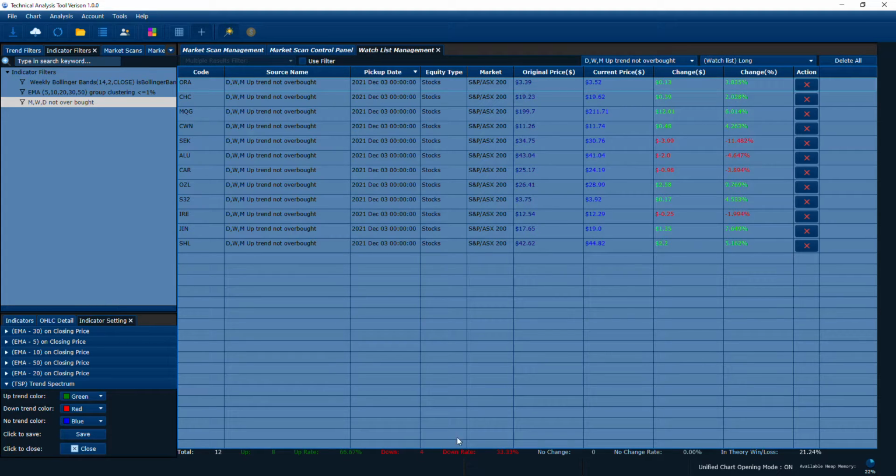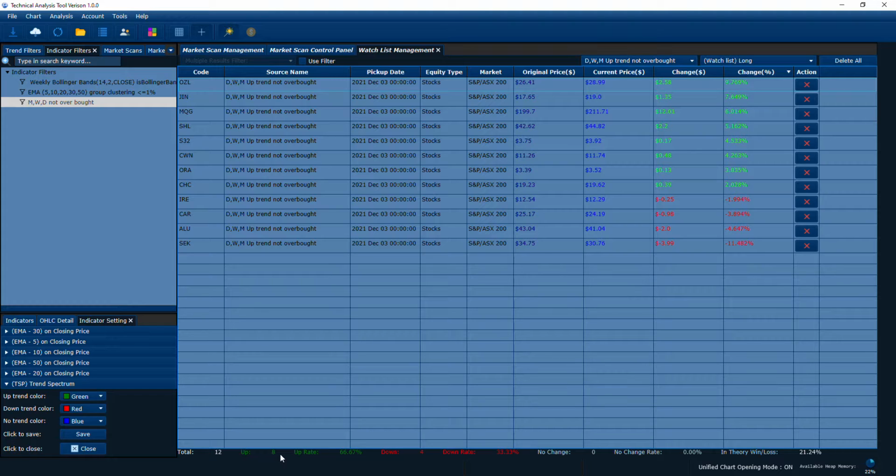We can estimate the performance of this market scan's results. Suppose we bought all of them on the very next Monday. In theory, the win-loss is that we are right now up 21%. So most of them are moving up. As you can see, we have 12 in total.